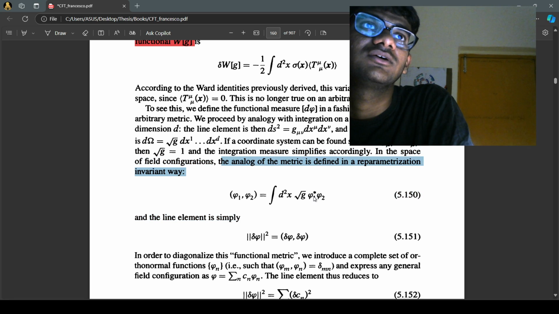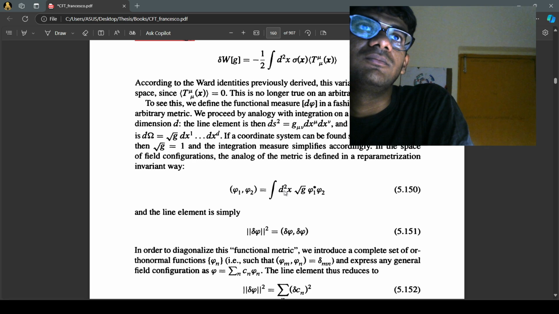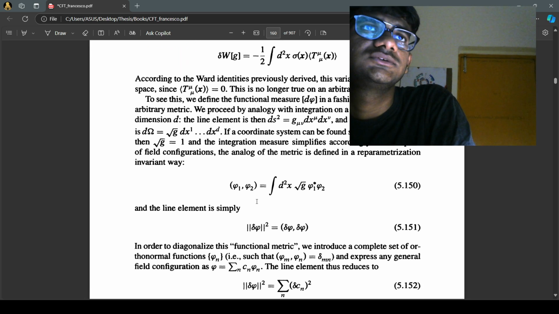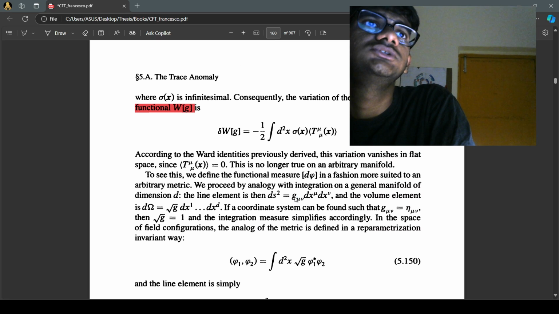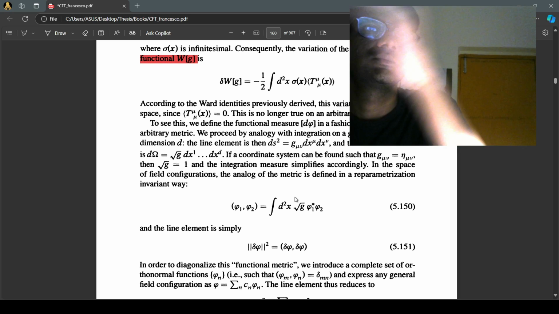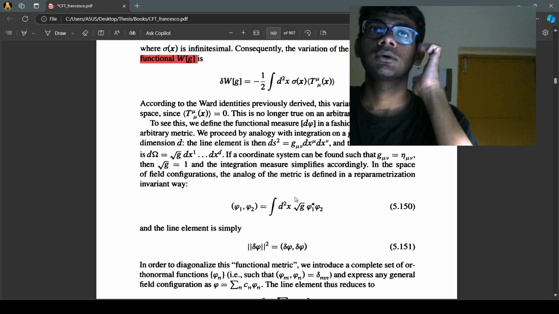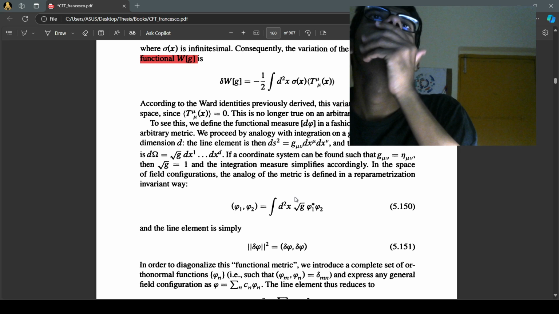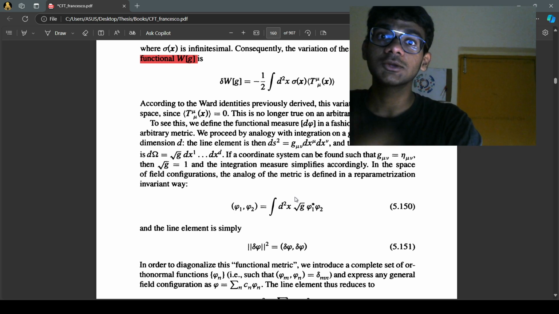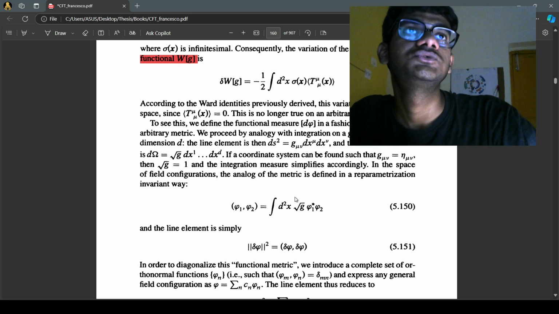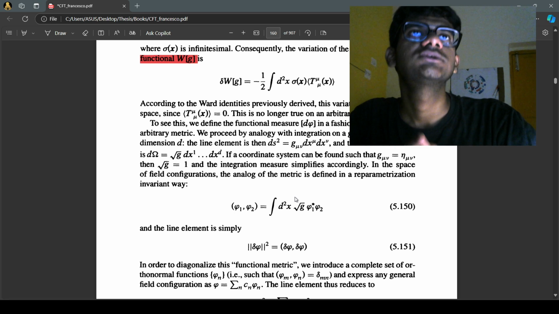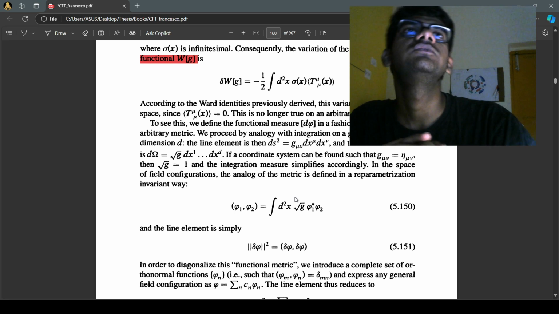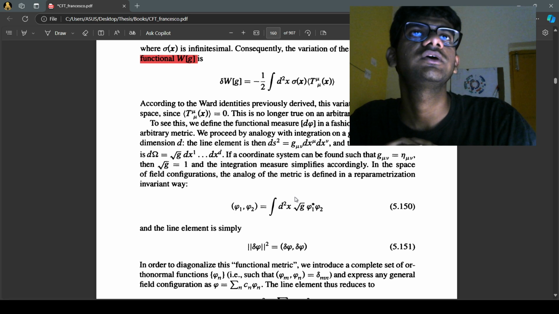In the space of field configurations, the analog of the metric is defined in a reparameterization invariant way. The bracket phi 1, phi 2 is equal to the integral d to x root g phi 1 star phi 2. Okay, so we are getting into evaluating this functional integral, which we haven't plugged previously, but it's okay, I can just go through this.